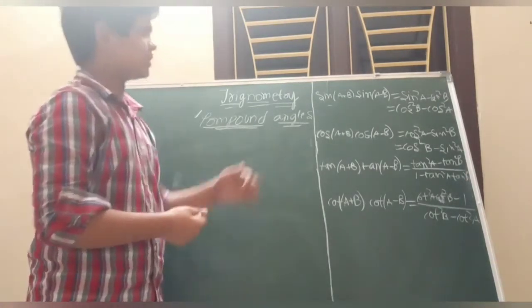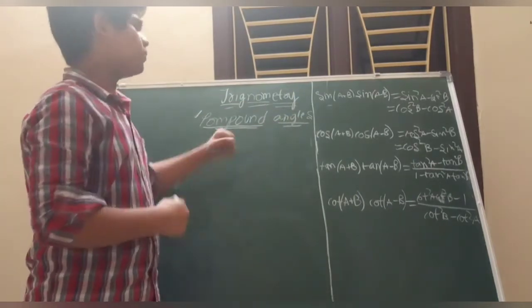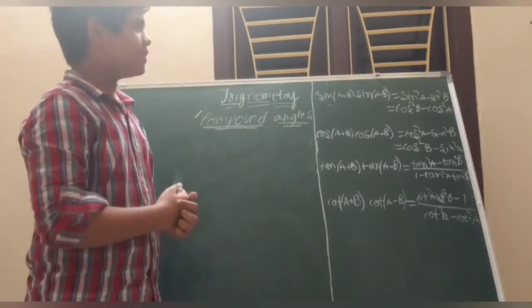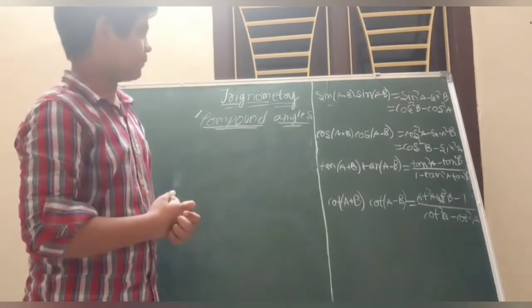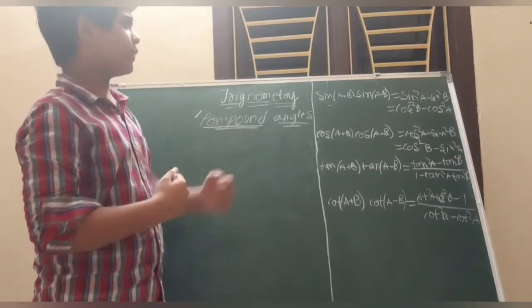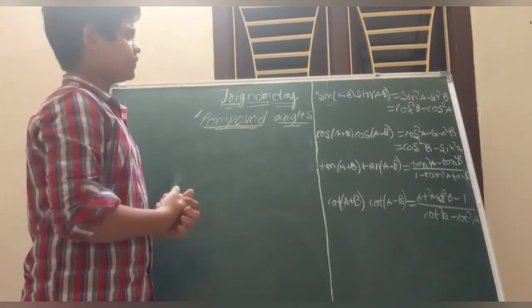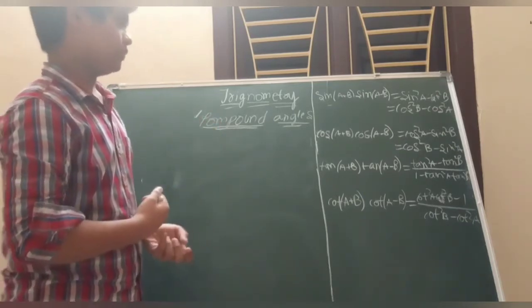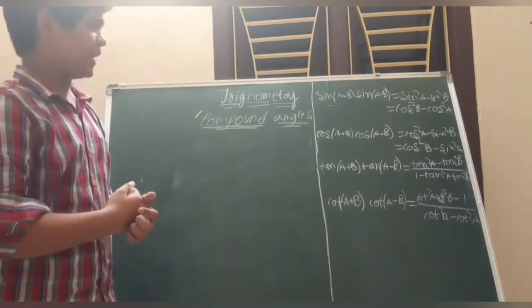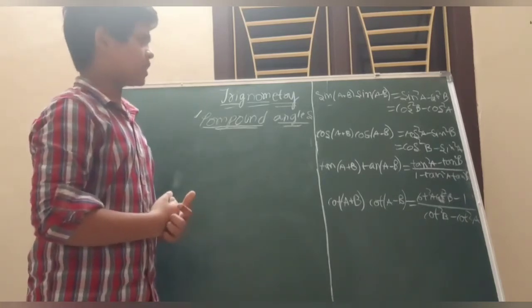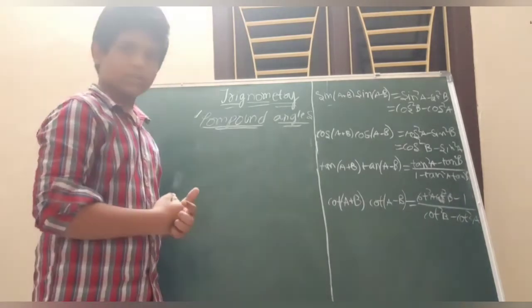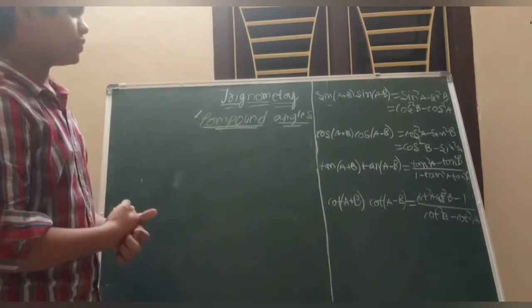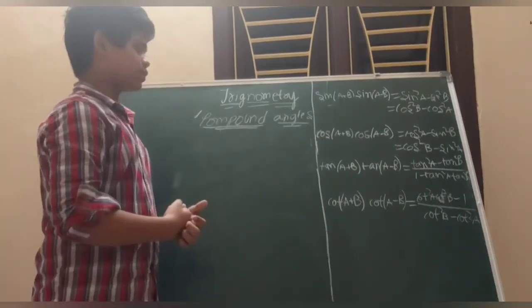So now let us discuss some more formulae of compound angles. In that, the first one is sin(A+B) into sin(A-B) is equal to sin square A minus sin square B, which is also equal to cos square B minus cos square A. And the second one is cos(A+B) into cos(A-B) is equal to cos square A minus sin square B, which is also equal to cos square B minus sin square A.